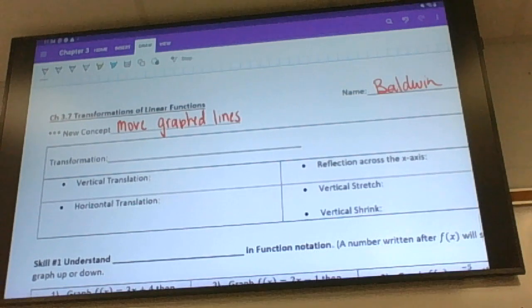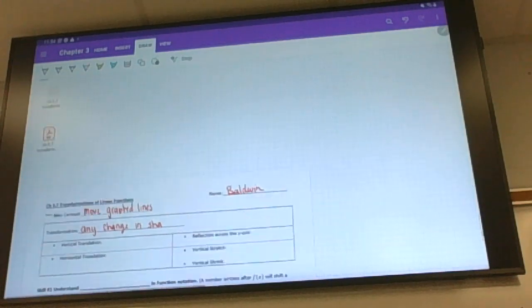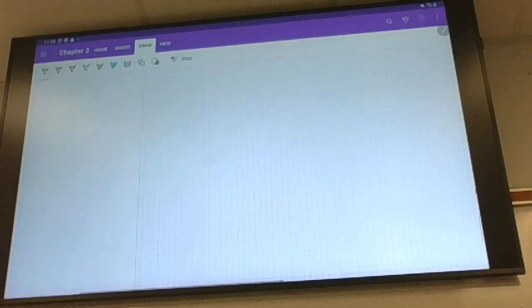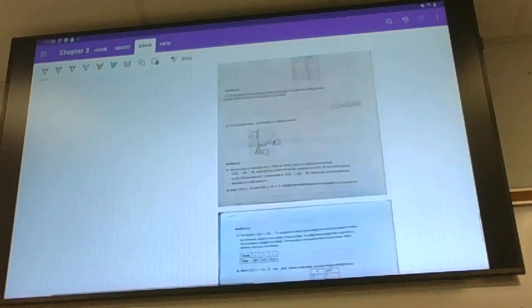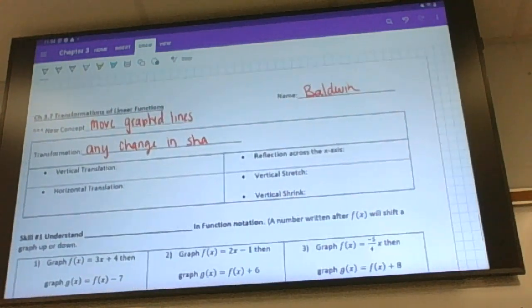A transformation is any change. Let me just look at what I wrote before. I want to see it the best way I can. Any change in a graph's size or location. Okay, a vertical translation means you move a graph up or down.